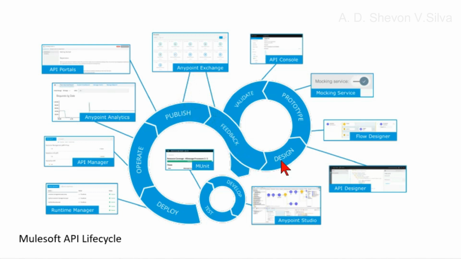Then it's connected to design. Design interacts with API Designer, and design is connected to prototype, which interacts with Flow Designer and the mocking service. Prototype is connected to validate, which interacts with the API console, and then here you can see develop. Develop interacts with Anypoint Studio, and develop is connected to test. Test interacts with MUnit, and test is connected to develop.